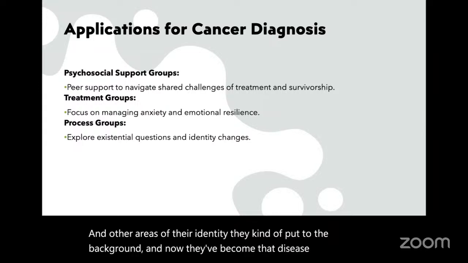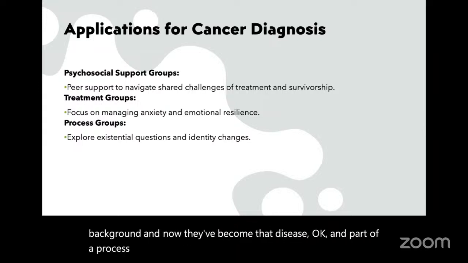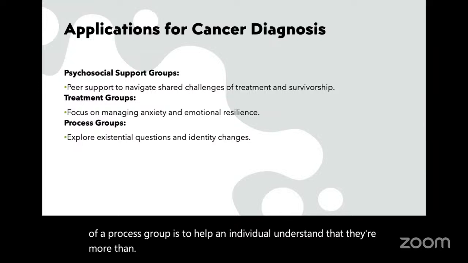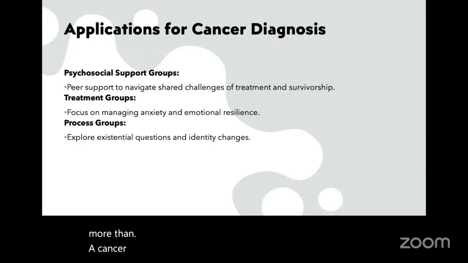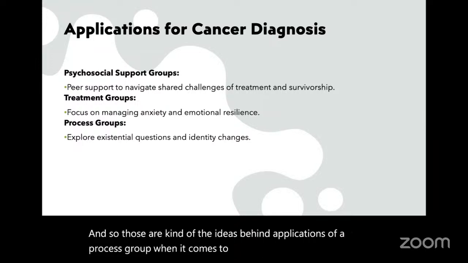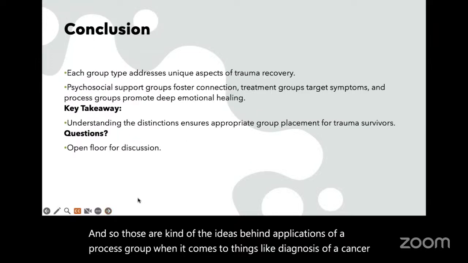Okay. And part of a process group is to help an individual understand that they're more than a cancer survivor. They're more than a heart disease survivor. And so those are kind of the ideas behind applications of a process group when it comes to things like diagnosis of a cancer or those kinds of things.